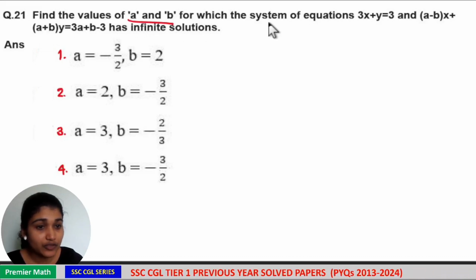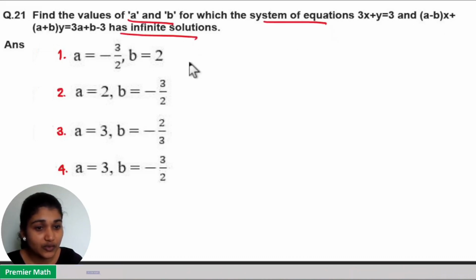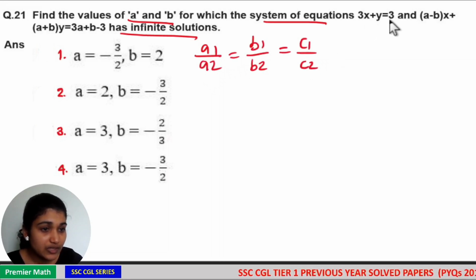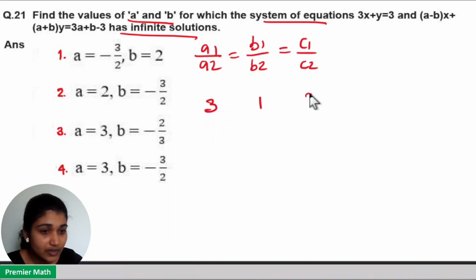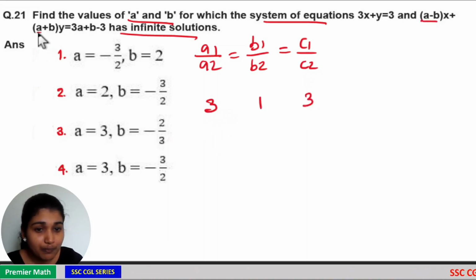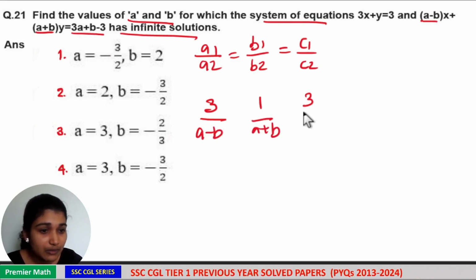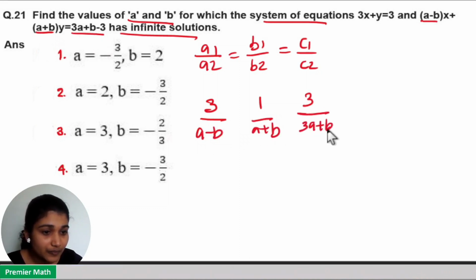Find the values of A and B for which the system of equations has infinite solutions. To have infinite solutions, A1 by A2 should be equal to B1 by B2 should be equal to C1 by C2. Here A1, B1, C1 are 3, 1 and 3 respectively. Now A2, B2, C2 are A minus B, A plus B and 3A plus B minus 3 respectively.